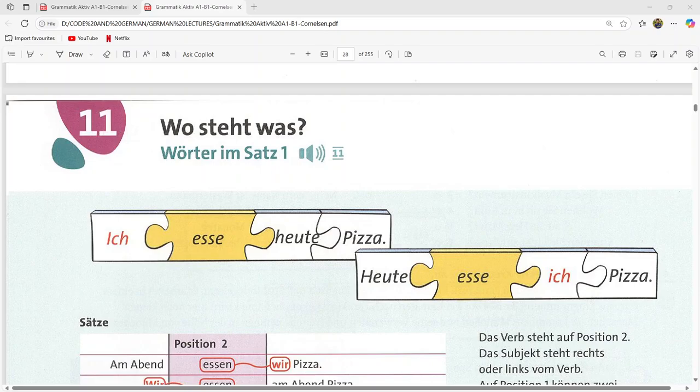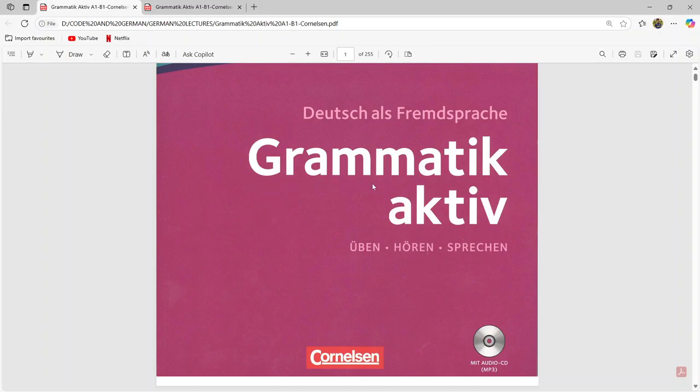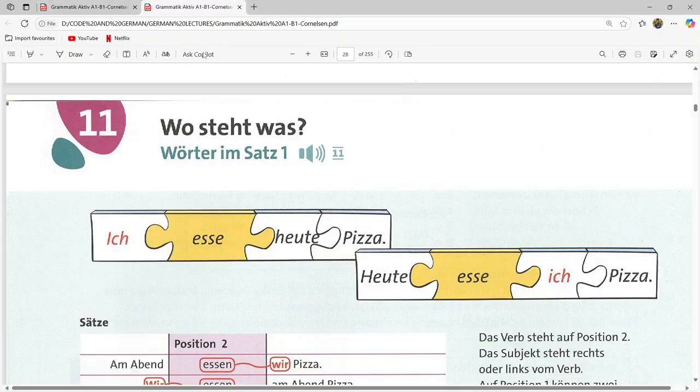Today we'll be solving chapter 11 of this book. Chapter 11 of the Grammatik Aktiv book by Cornelsen. So let's get started. The chapter is "Wo steht was", so where stays what? Wörter im Satz 1, so words in a sentence. Part 1. There are two parts in this chapter. This is the first part.